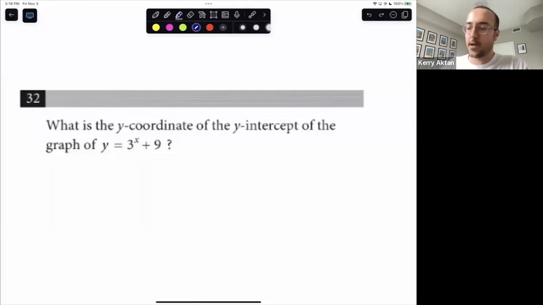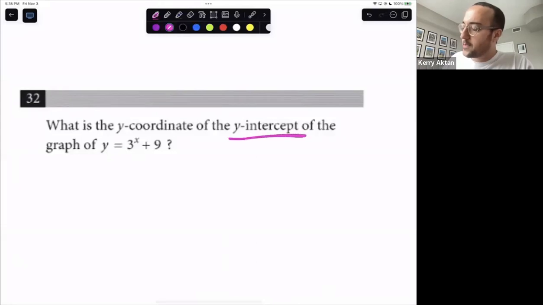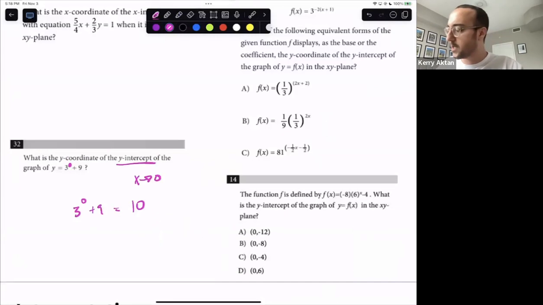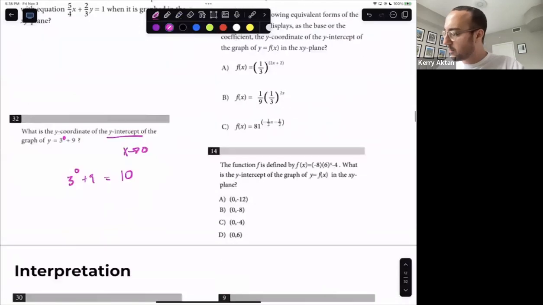I can't get you. How do you find a y-intercept? You set the x to 0. If you set the x to 0, Hannah knows that 3 to the 0 is what? 3 to the 0 is 1, and 1 plus 9 is 10. Beautiful. Good job.